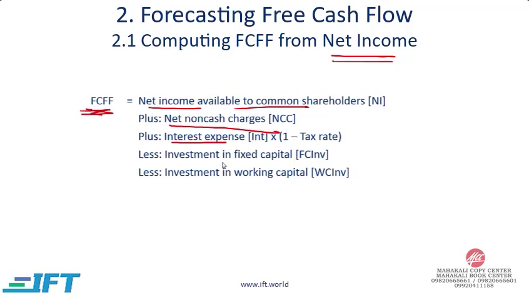Then, since net income does not include the investment in fixed capital, you want to subtract that investment in fixed capital, and you also want to subtract the investment in working capital. If money has been spent to build up inventory and that inventory has not been sold, money has been spent, but that cost is not reflected in the net income. So if you are coming up with a cash number, you have to subtract the increase in net working capital.